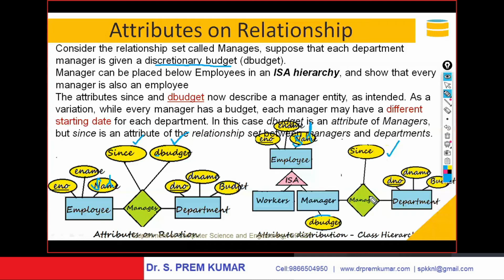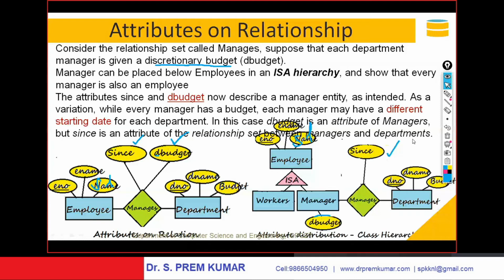So this same ER diagram can be depicted like this. This is a better ER diagram when compared to the previous one. Both are correct. There is nothing wrong. But this is a generalized ER diagram. This is a very pinpoint, specific, accurate ER diagram. Just a minute. Please go through these two diagrams.